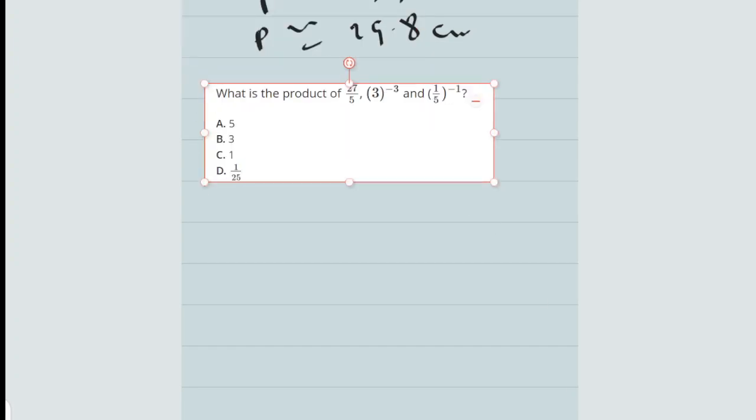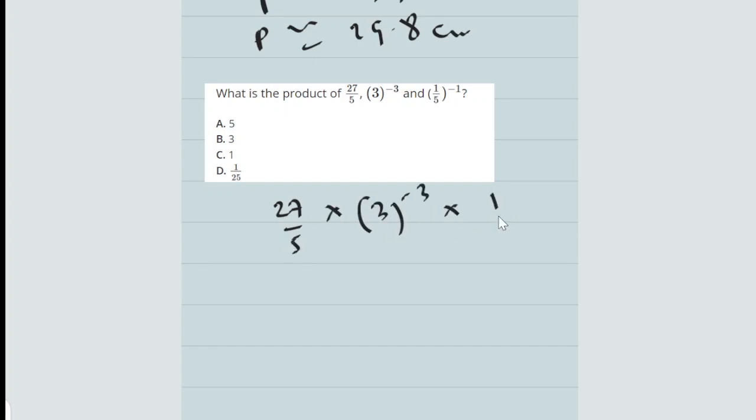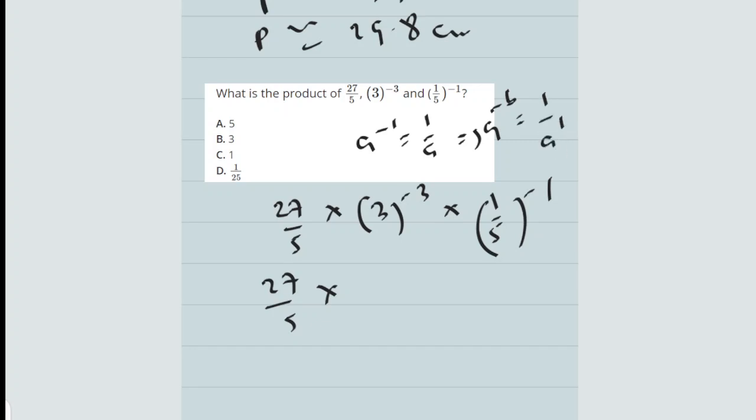The question asks us to find the product of 27 over 5, 3 raised to the power minus 3, and 1 over 5 raised to the power minus 1. Don't forget, product means to multiply. That is 27 over 5 times 3 raised to the power minus 3 times 1 over 5 raised to the power minus 1. You can apply your laws of indices here. a raised to the power minus 1 is 1 over a. But in general, a raised to the power minus b is the same thing as 1 over a raised to the power b. So this negative means you have 1 over.